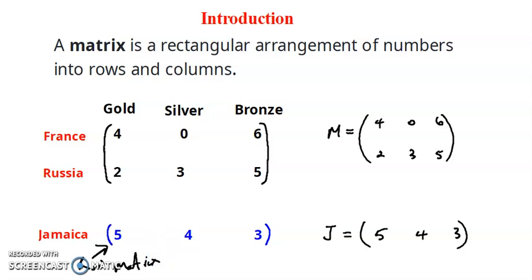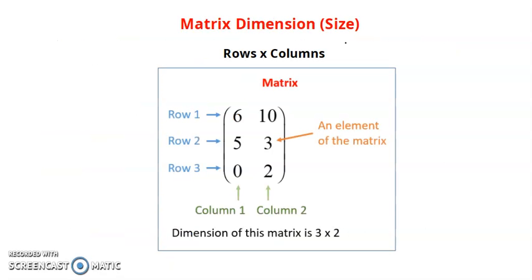Alright, so we're going to move a step further now. Dimensions or size. Matrix dimension or size. Whenever we speak about matrix dimension, we're speaking of the size of the matrix. And the size of the matrix is the number of rows times the number of columns. Right? Row by column. And the rows of a matrix move from left to right.